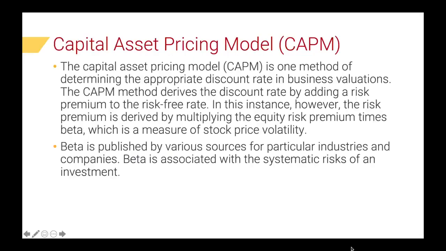The capital asset pricing model is one method of determining the appropriate discount rate in business valuations. This method derives the discount rate by adding the risk premium to the risk-free rate. In this instance, however, the risk premium is derived by multiplying the equity risk premium times beta, which is a measure of the stock price volatility. Beta is published by various sources for particular industries and companies. Beta is also associated with systematic risk of an investment.